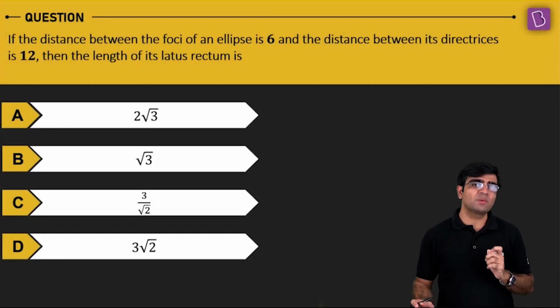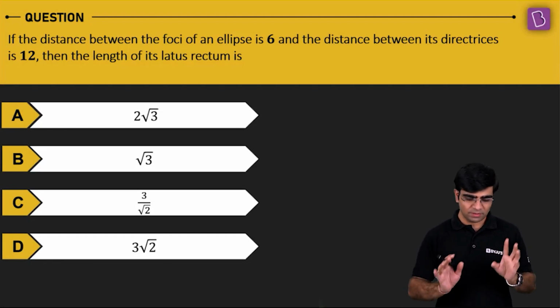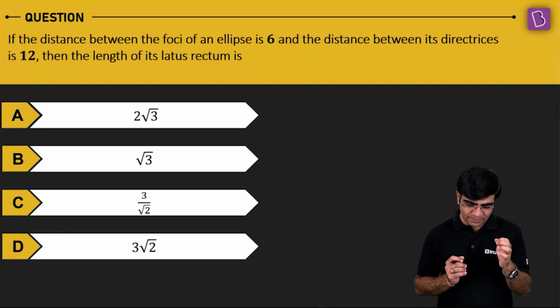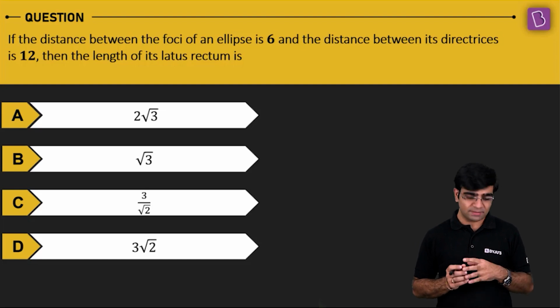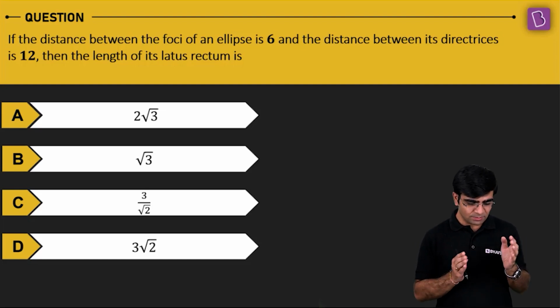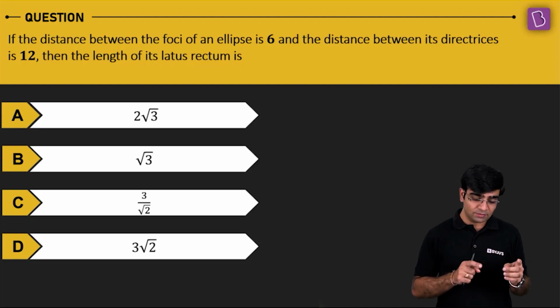Now, when I start with this question, everyone please read the question. It says that if the distance between the foci of an ellipse is 6, and the distance between its directrices is 12, then find the length of its latus rectum. So what they have given is the distance between foci and the distance between the directrices, and they're asking for the length of the latus rectum.